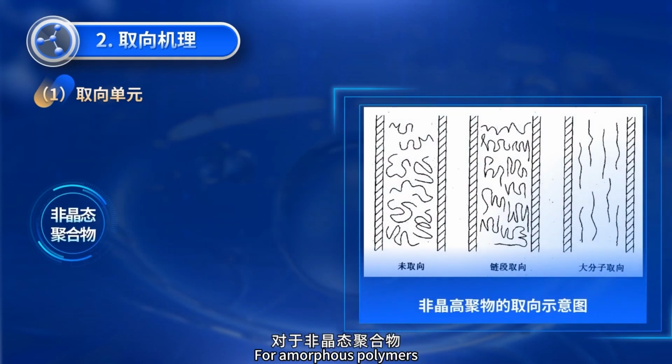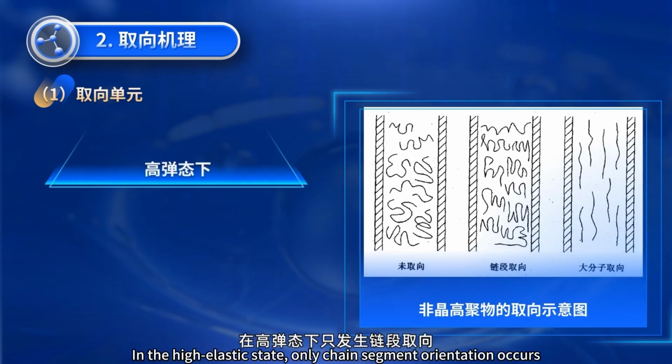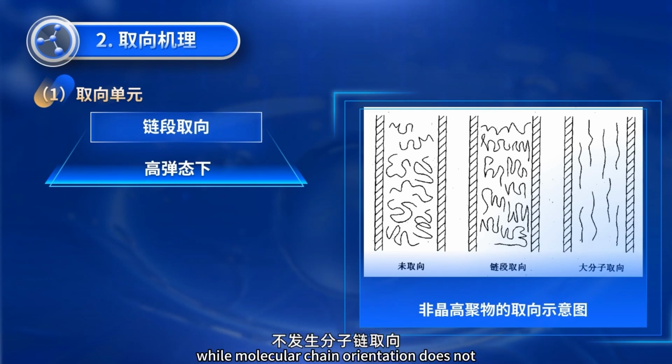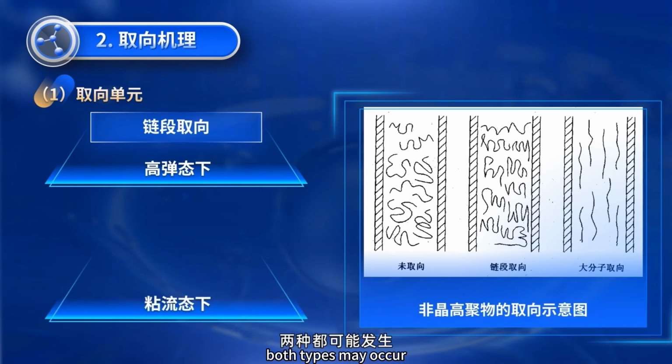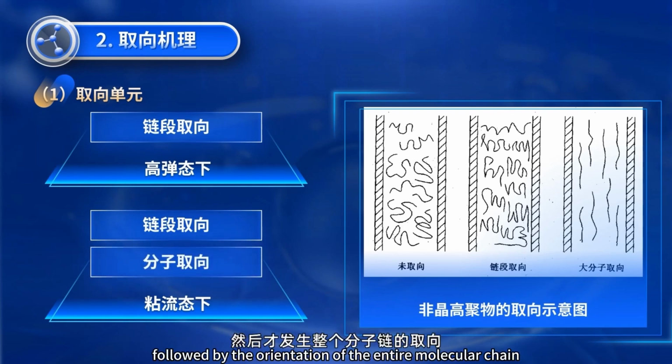For amorphous polymers, both chain segment orientation and molecular chain orientation are possible. In the high elastic state, only chain segment orientation occurs, while molecular chain orientation does not. In the viscous flow state, both types may occur. However, chain segment orientation occurs first, followed by the orientation of the entire molecular chain.